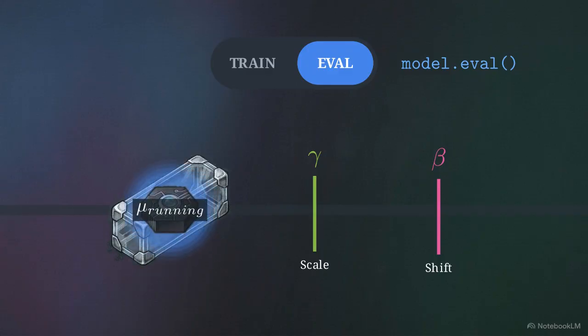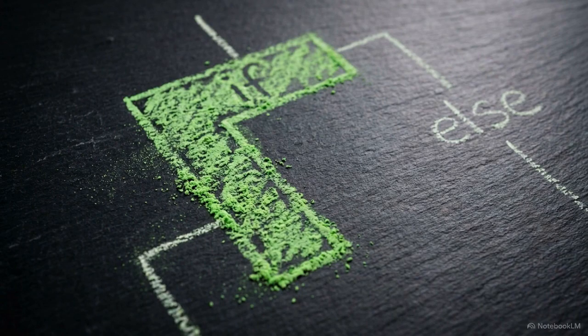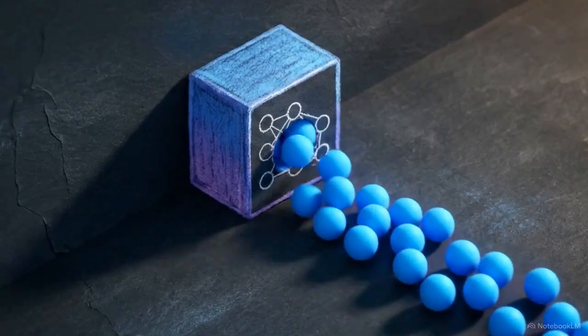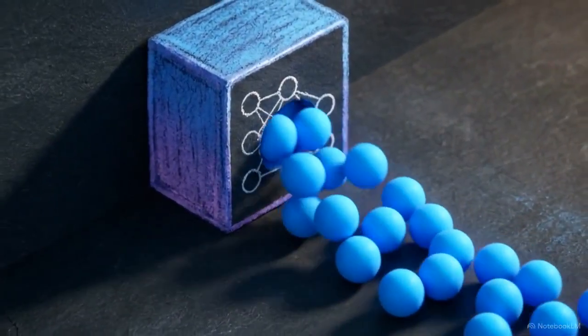In inference mode, the live calculations are disabled. That single incoming data point is evaluated entirely against the static historical running averages, and then processed by the learned gamma and beta parameters. This architectural divergence is vital. By abandoning live batch dependencies during evaluation, the network guarantees stable, deterministic outputs regardless of how many inference data points are passed in at once.